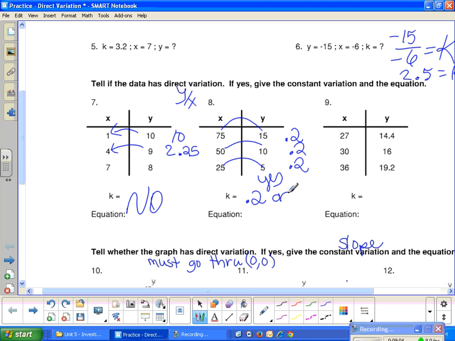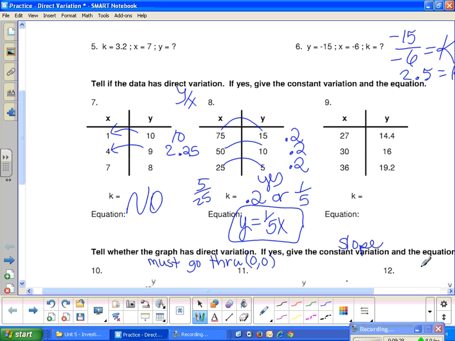Or, if we were to write it in equation form with slope, what's 5 over 25 reduced to? 1/5, which is the same thing as 0.2. So I can write that equation: y equals 1/5 x, and it doesn't have a y-intercept. Well, it does have a y-intercept at 0, so we don't have to write it. Your constant of variation is going to be the slope that you put into a y equals equation. It's the rate of change that something is varying by, and it's got to be the same all the way through.